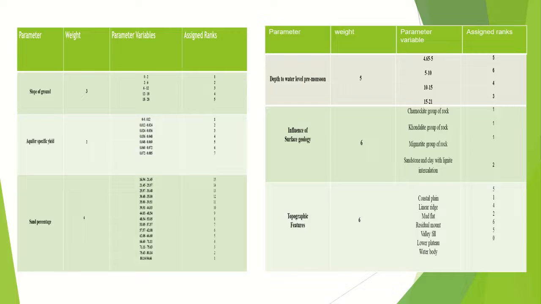In the case of sand percentage, the area occupied by the highest percentage of sand will have rank 1, and the area with the lowest percentage of sand will have the value 5. Depth to water level, pre-monsoon, is used for the study. The highest depth will have the lowest ranking and vice versa. Here, the influence of geology and topography are the two parameters that have more importance for the recharging of the terrain. So we choose 6 as the highest weightage for those parameters.